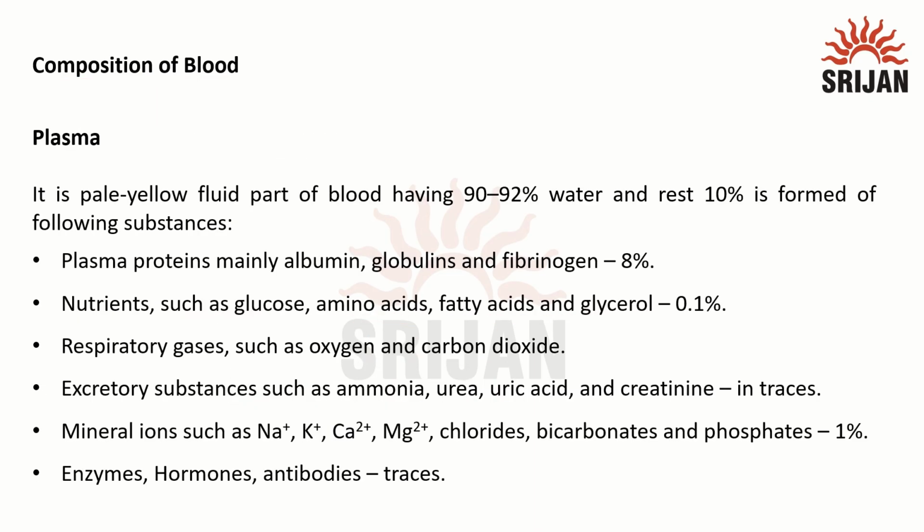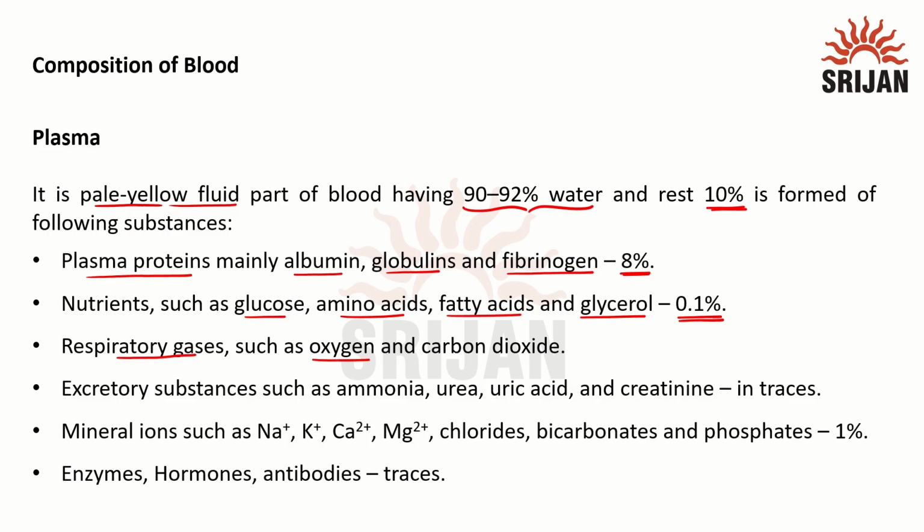If we see the composition of the plasma, it is a pale yellow fluid which is part of the blood having 90 to 92% water, and rest 10% is formed of the substances which are dissolvable in it. For example, plasma proteins, mainly albumin, globulins and fibrinogen, which form 8%. Nutrients such as glucose, amino acids, fatty acids and glycerol, which form 0.1%.